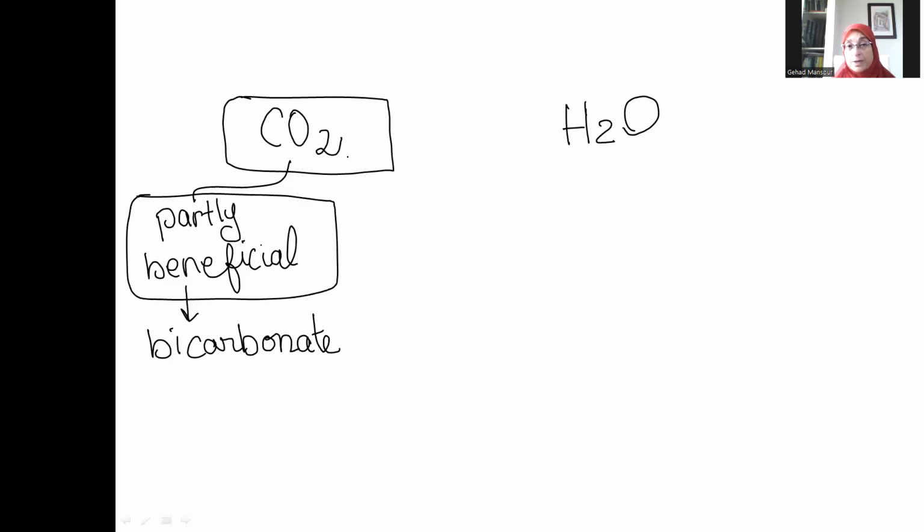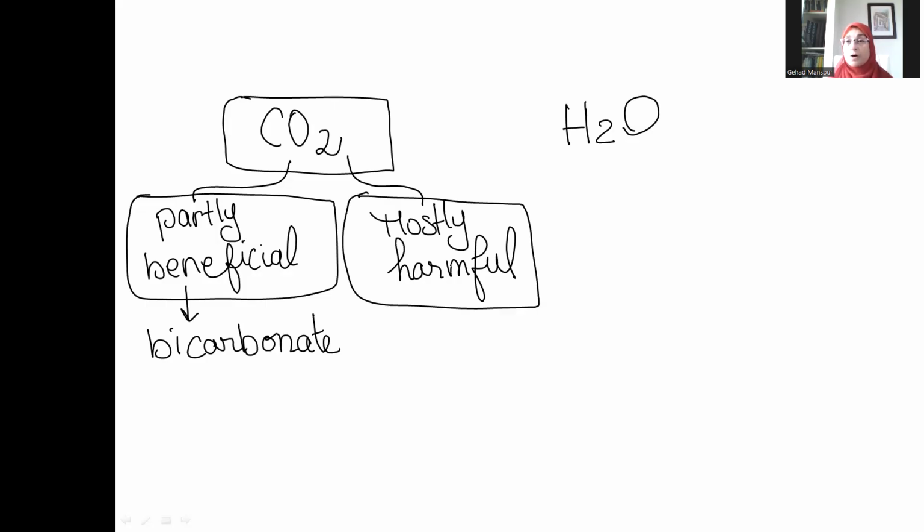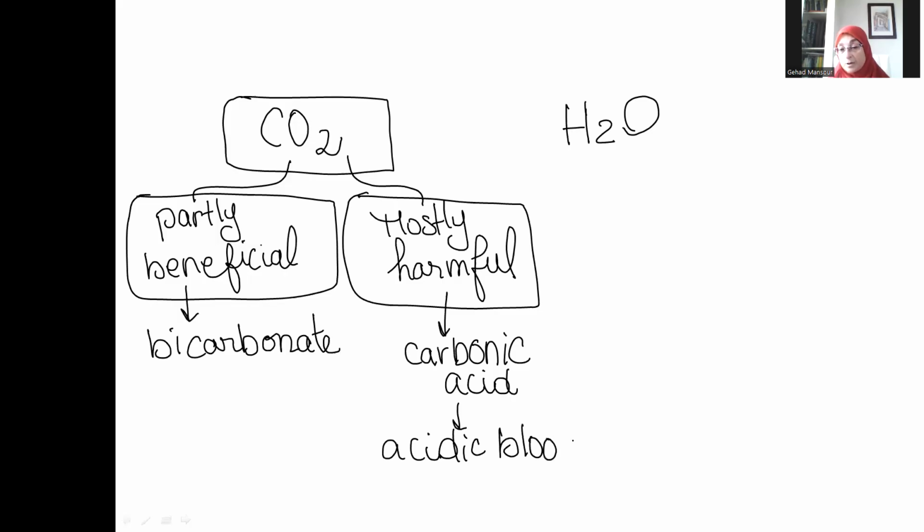But carbon dioxide is mostly harmful. It is toxic to the body. The accumulation of carbon dioxide in the body would be toxic because it would make the pH of the body more and more acidic. It is harmful because carbon dioxide can give rise to another substance, carbonic acid, and that makes an acidic blood pH, which is unwanted.